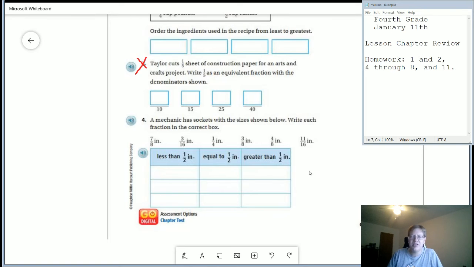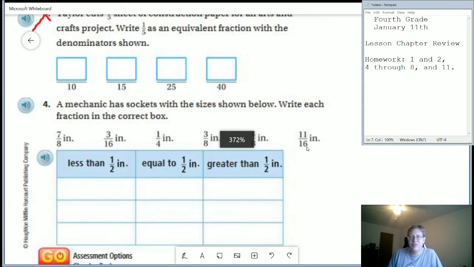So let's look at the fraction 11/16. The idea is to take 16 and divide it by 2. So think about how many times you can count by 2 to get to 16. That is going to give us the number that is half of 16.